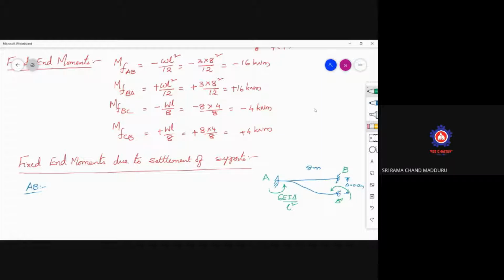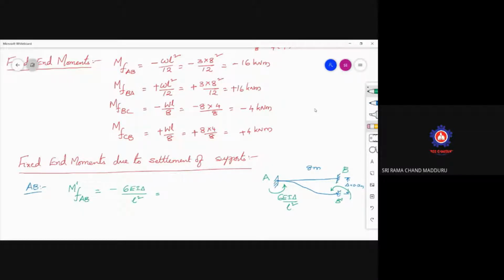So writing down fixed end moments, MFAB is equal to, as this is anti-clockwise, our sign convention is negative, minus. I will simply keep it as M dash FAB, which is the indication of fixed end moments due to support settlement, minus 6 EI delta by L square.